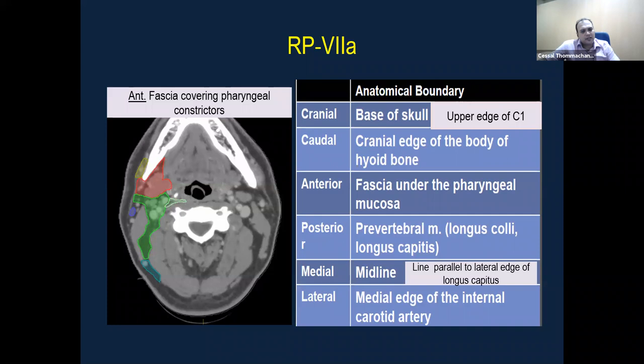The lateral retropharyngeal lymph nodes lie between the C1 to C3 vertebrae. 75% of the nodes lie along the C1 vertebra, 18% along C2, and the rest 7% along the C3 vertebra. So it extends from the upper edge of the C1 vertebra to the cranial edge of the body of the hyoid bone. From there down, these are the retropharyngeal nodes.